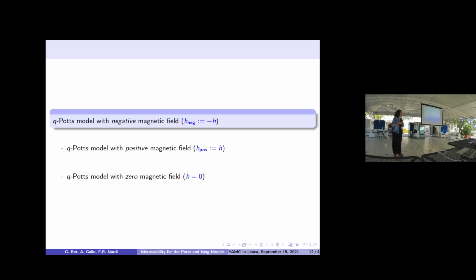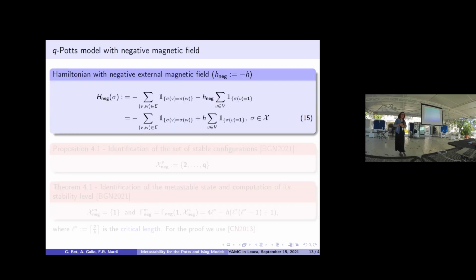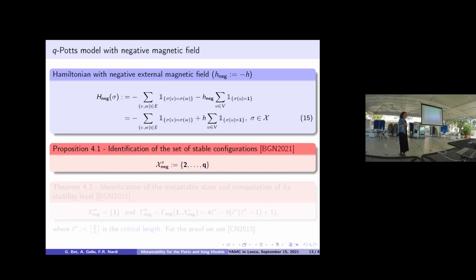So let's start to consider some of our main results. First of all, we focus on the Potts model with a negative external magnetic field. In the negative case, the Hamiltonian assumes the following explicit expression, and by simple algebraic calculations, we prove that the energy landscape has Q minus 1 stable states. So the Hamiltonian H negative has Q minus 1 global minima, that are given by those configurations in which all the vertices have the same spin value, for a spin value between 2 and Q. So these configurations are called monochromatic or uniform.